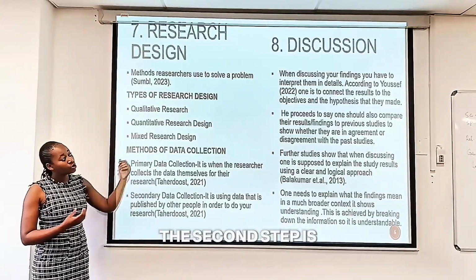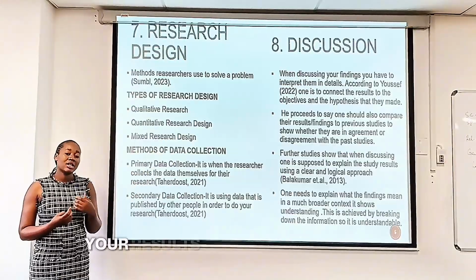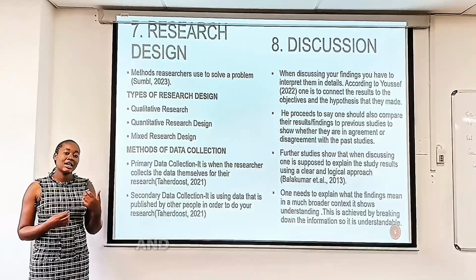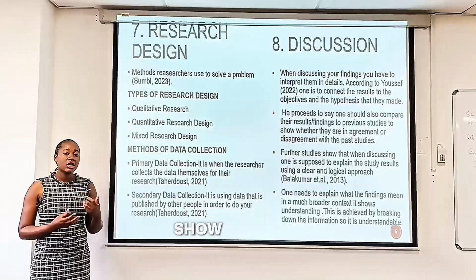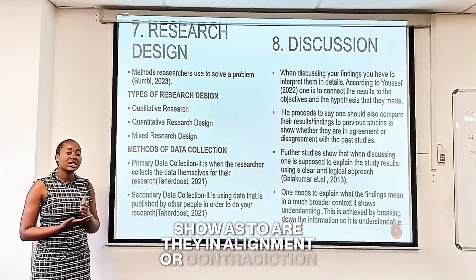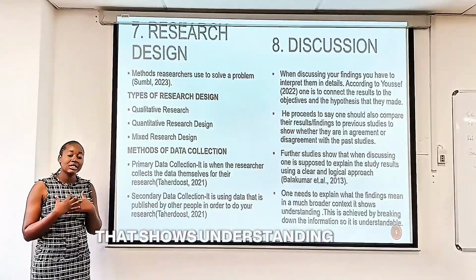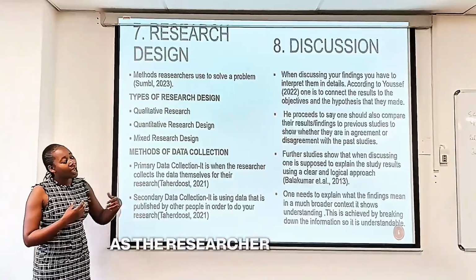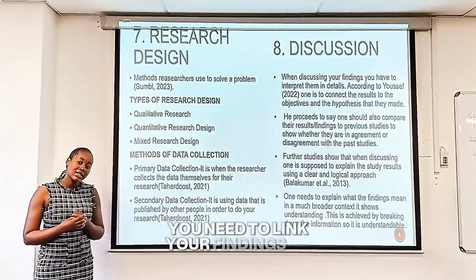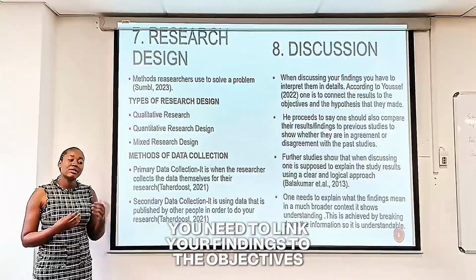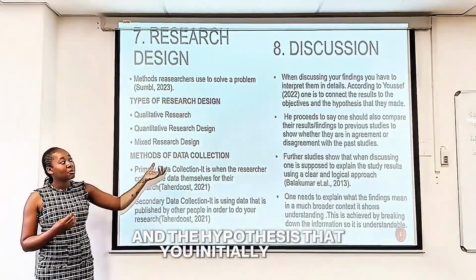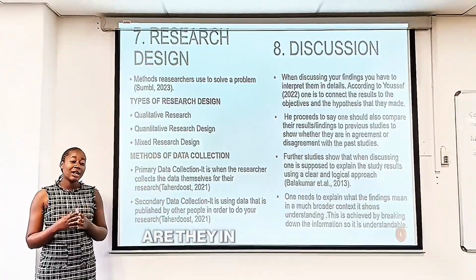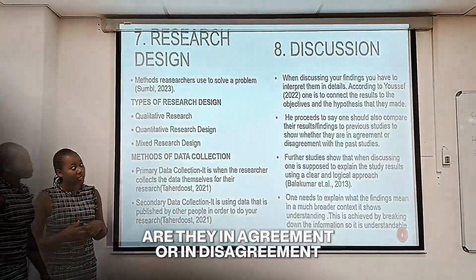The second step is to also compare your results with previous studies and existing literature. Show whether they are in alignment or contradiction. That shows understanding from your side as the researcher. And lastly, you need to link your findings to the objectives and the hypothesis that you initially made. Show whether they are in agreement or in disagreement.